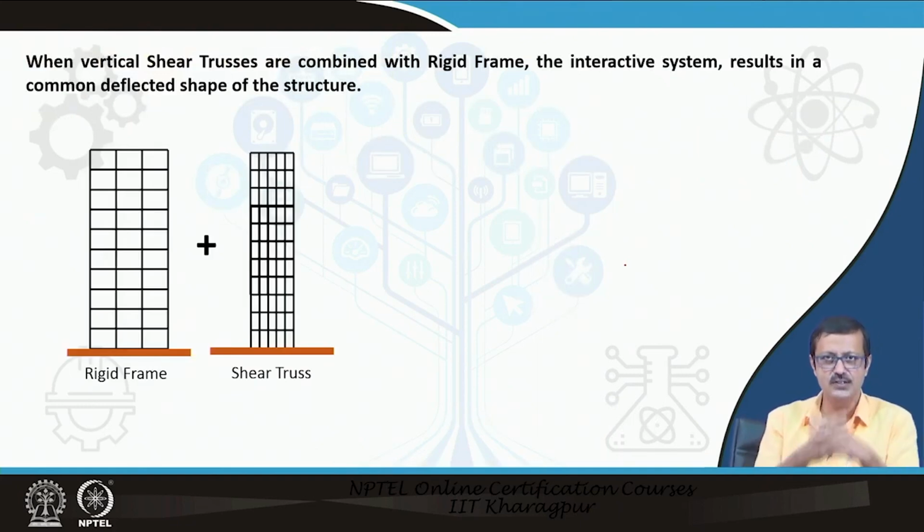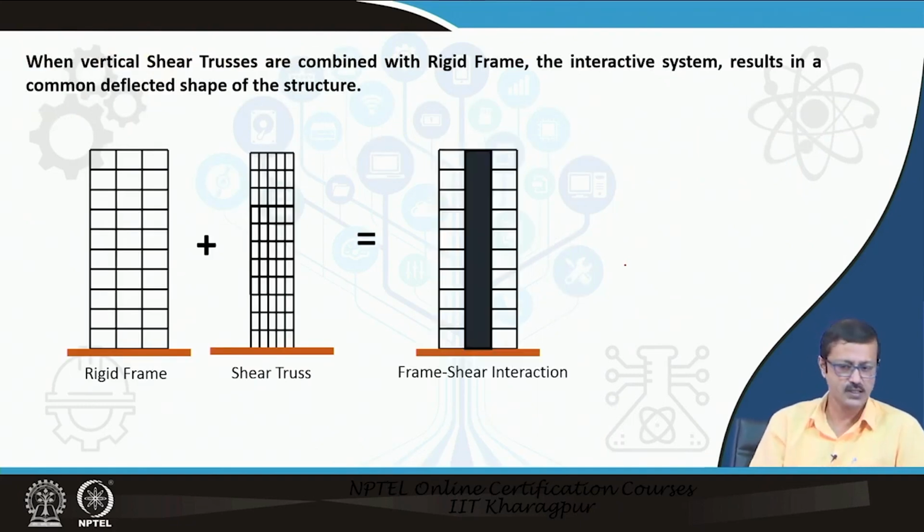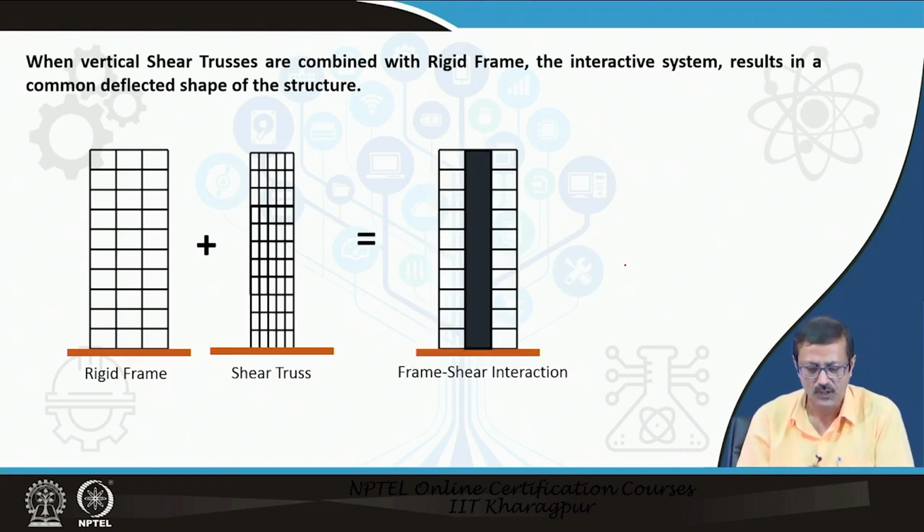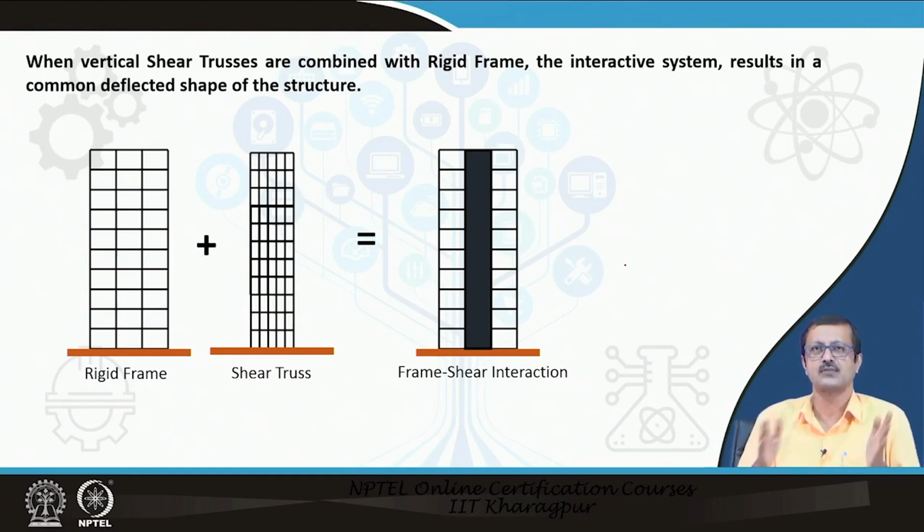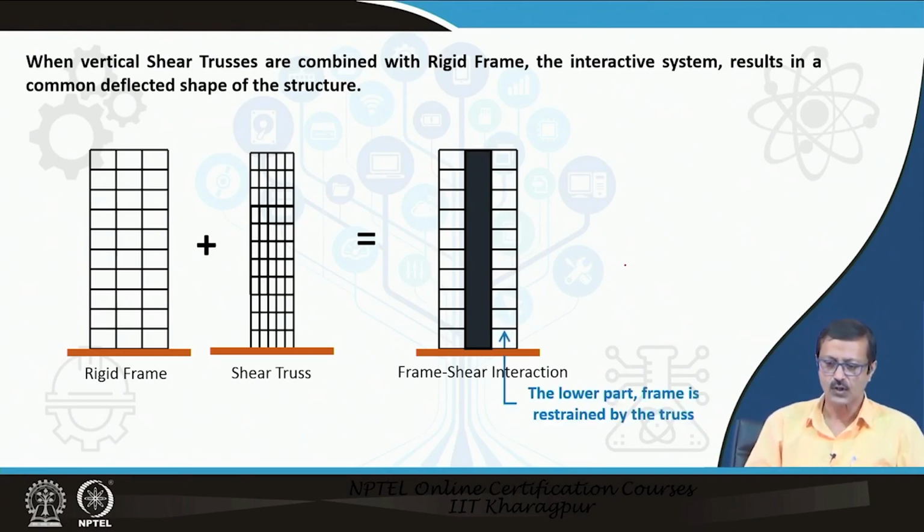Now, if I merge these two together, how do we merge them? The rigid frame and the shear truss can be merged like this. The shear truss is in the core, and it takes care of the main lateral movement, and the frame takes care of the gravity load. Then you can go a little higher, maybe another 10 to 15 floors, without any problem.